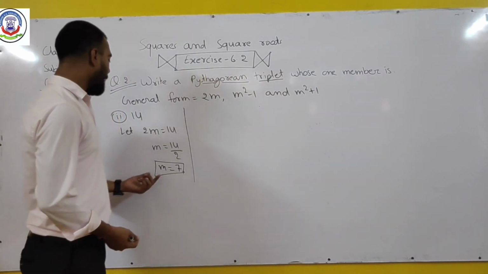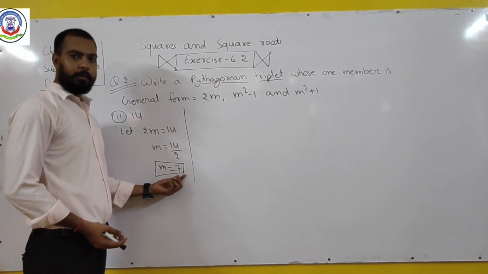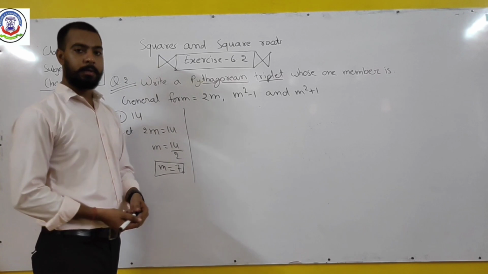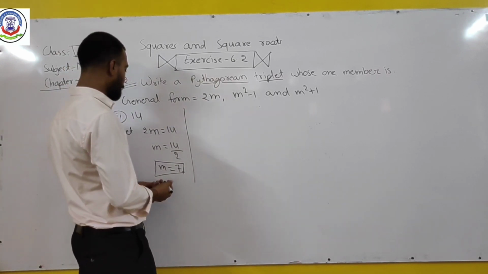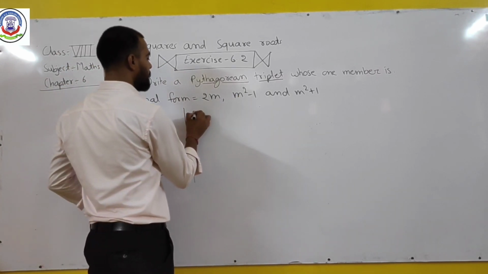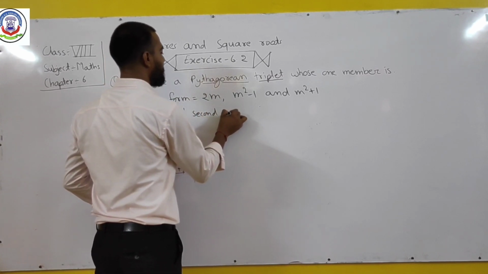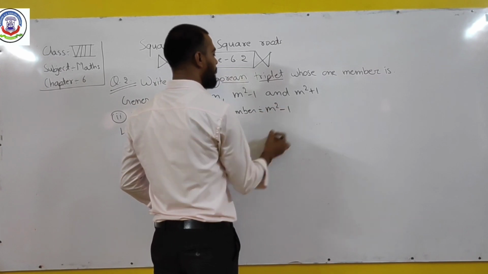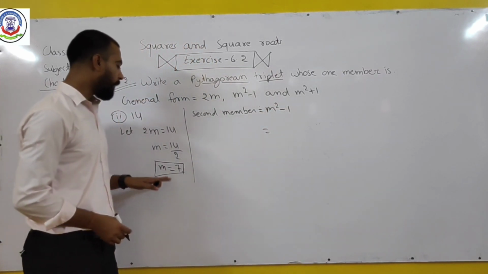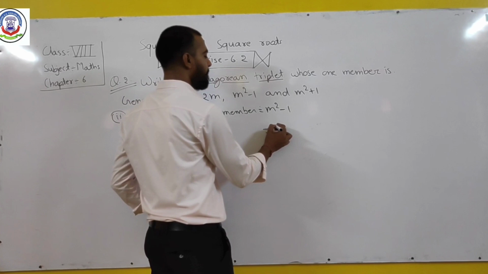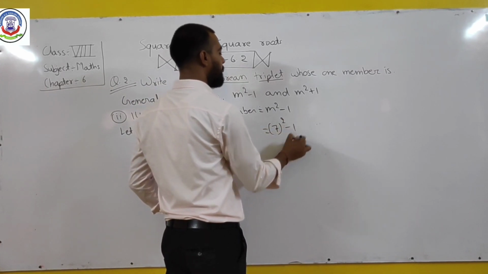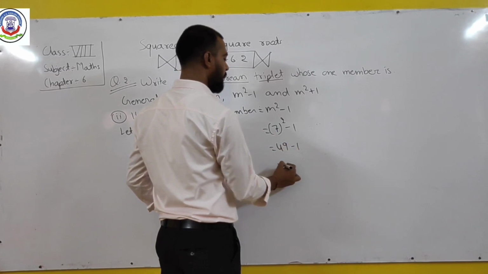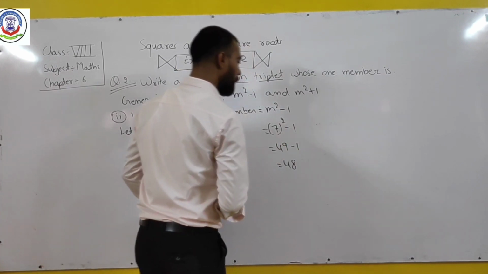Okay, so the value of m is 7, and our one member is 14, and we have to find the other two members. So let's find those members. The second member will be m square minus 1. Put the value of m, which is 7. So 7 square minus 1, and 7 square is 49 minus 1. It will be 48.